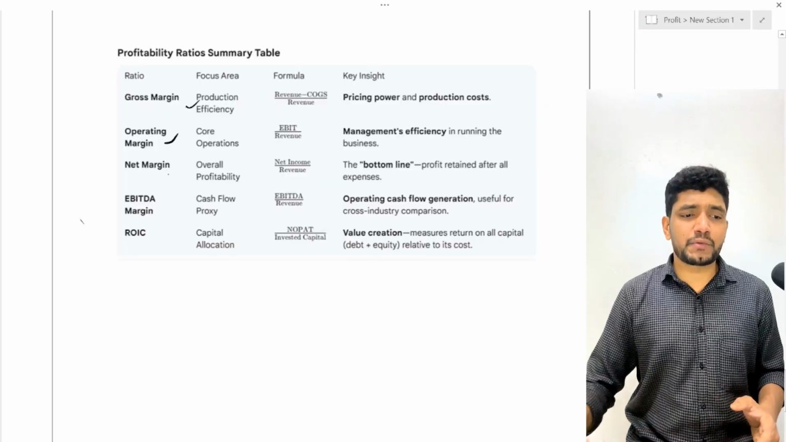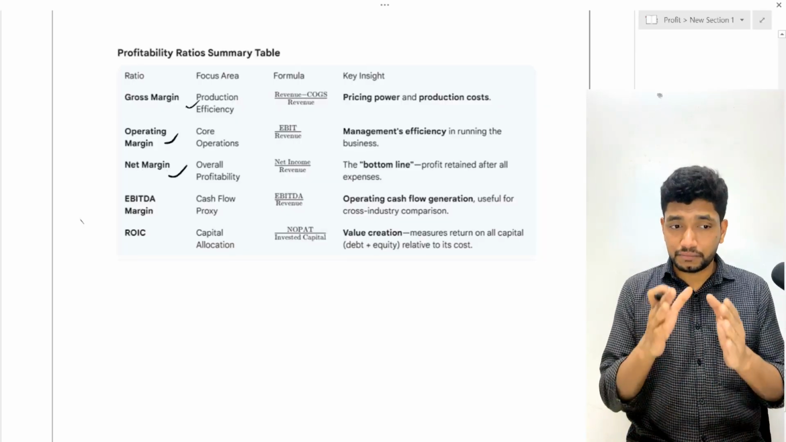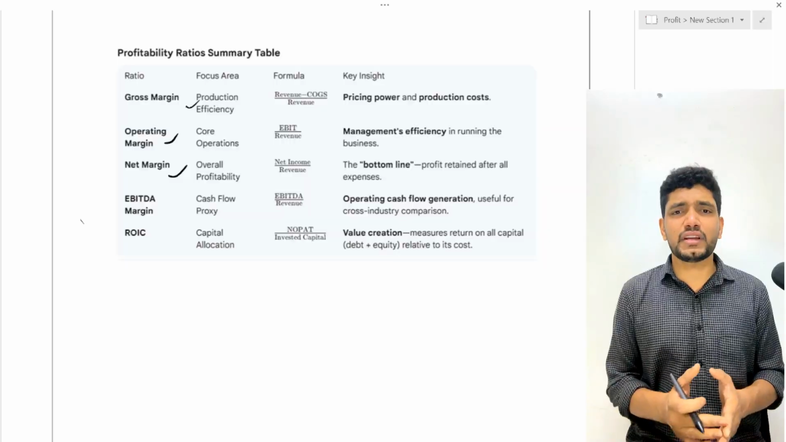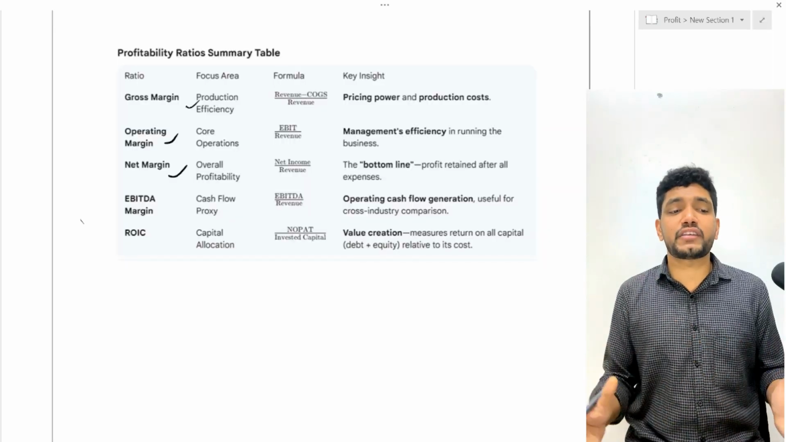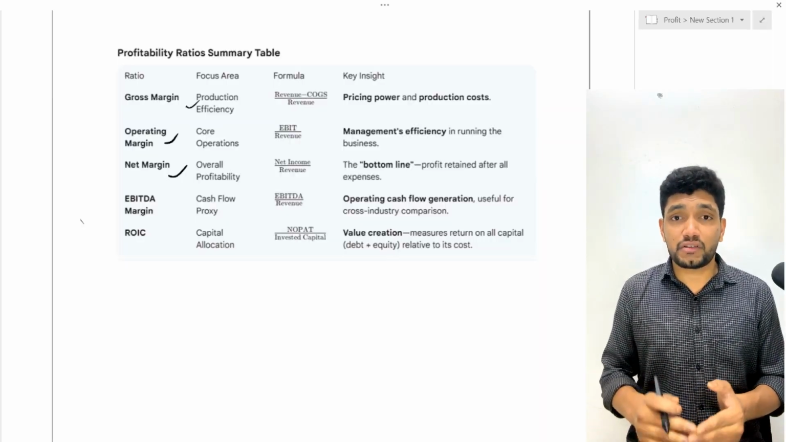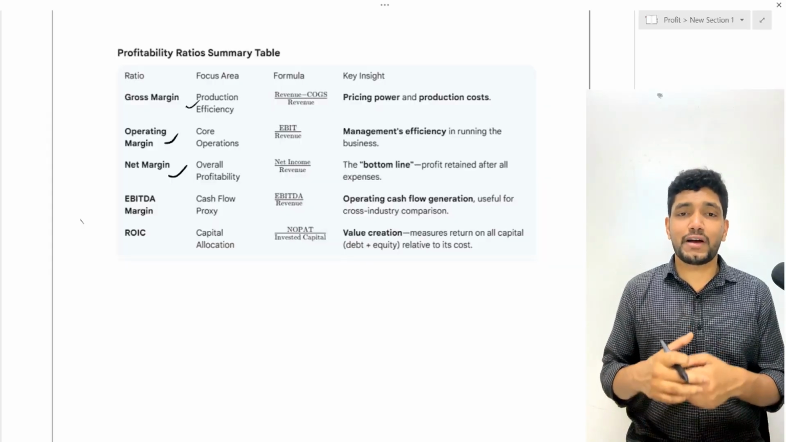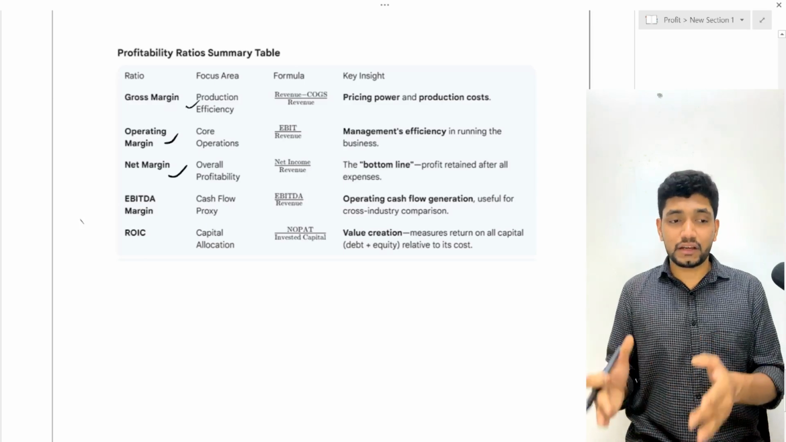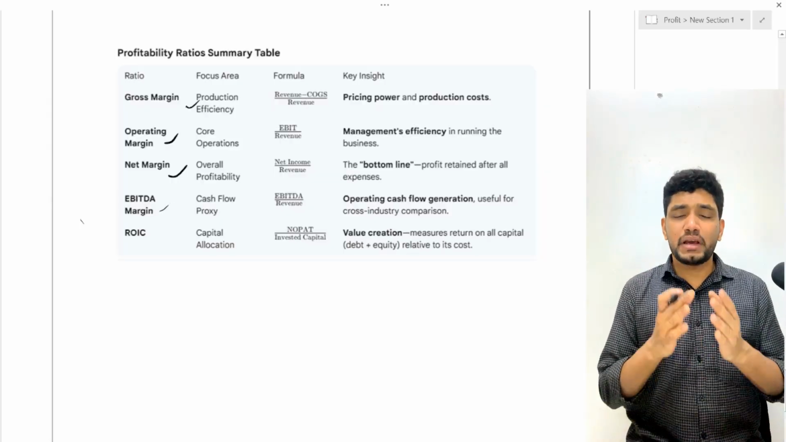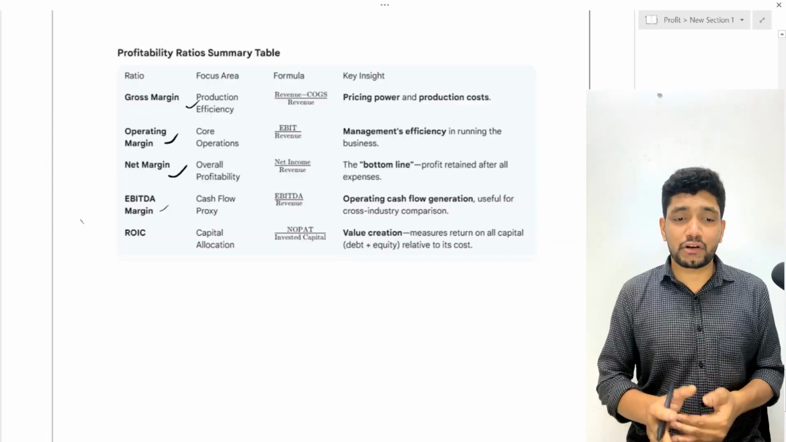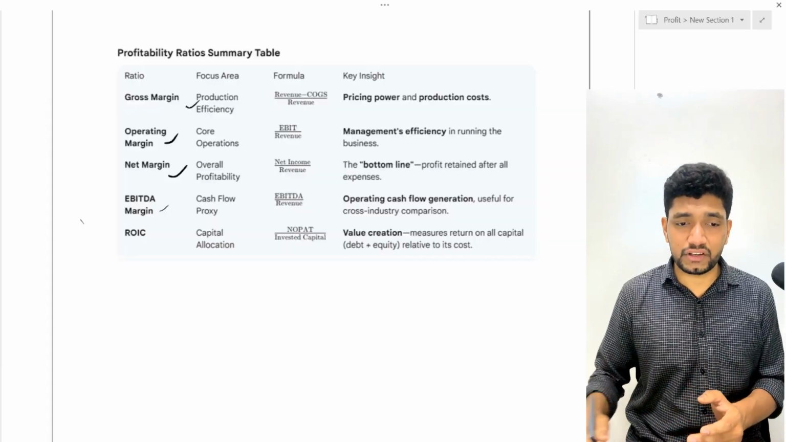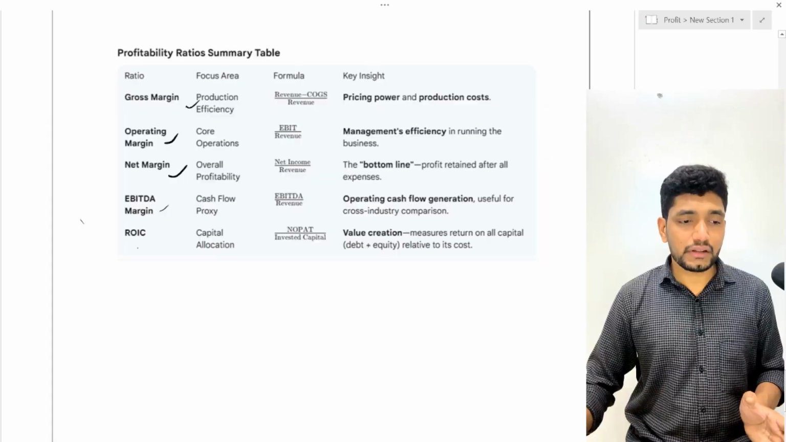Then when it comes to net margin, net margin again is the bottom line or profit retained after all the expenses, which indicates how effectively the company is managing all these expenses, which cover the cost of goods sold, operating expenses, and all other administration expenses, and generating the net profit margin. Then the EBITDA margin, it's mainly for the industry-wise comparison or to see operating cash flow generation, useful especially for the cross-industry comparison.